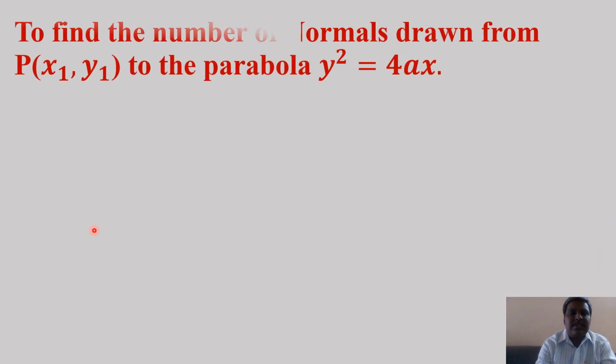This is the concept. See here, to find the number of normals drawn from P(x1, y1), this is your given point. Note that this point may be on the parabola or outside or inside the parabola, whatever it may be, irrespective of the position of the point, to find the number of normals drawn from that point to the parabola y square equal to 4ax. Note that the normal is not drawn at this point. We are drawing through the point to the parabola y square is equal to 4ax.